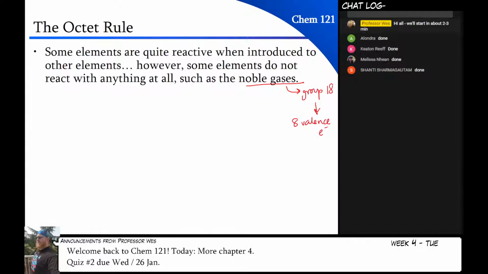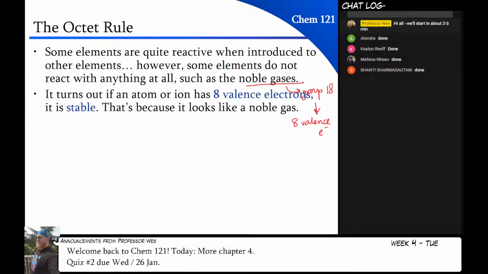And it turns out that that non-reactivity has to do with the electronics of those atoms. If 8 valence electrons are on the outermost shell of electrons, then the atom or ion that is formed is relatively stable compared to how it was. That's not to say that it will always be completely unreactive, but it will be much less reactive than it would otherwise.